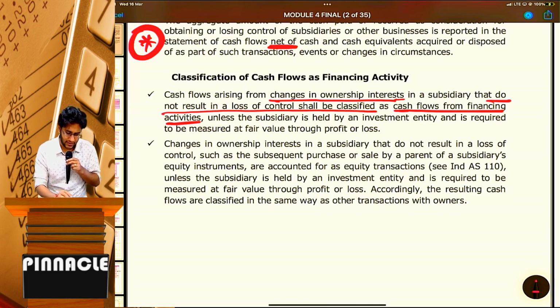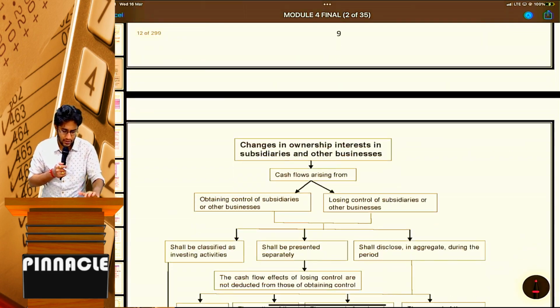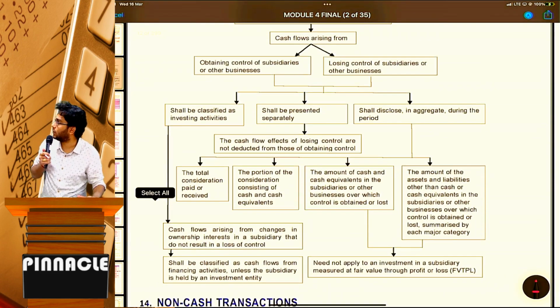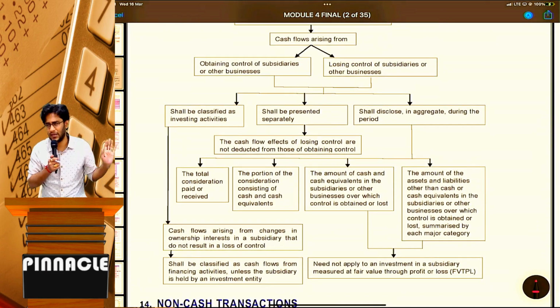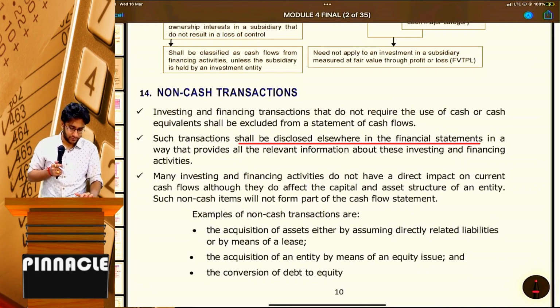The example given is change in ownership interest in a subsidiary that does not result in loss of control, such as subsequent purchase or sale by a parent of the subsidiary's equity shares, which are accounted as equity transactions under Ind AS 110. Those points you already know; we are not discussing that. Whatever we have discussed, there is a table. You can go through this chart later on. Same points, not even one extra point.